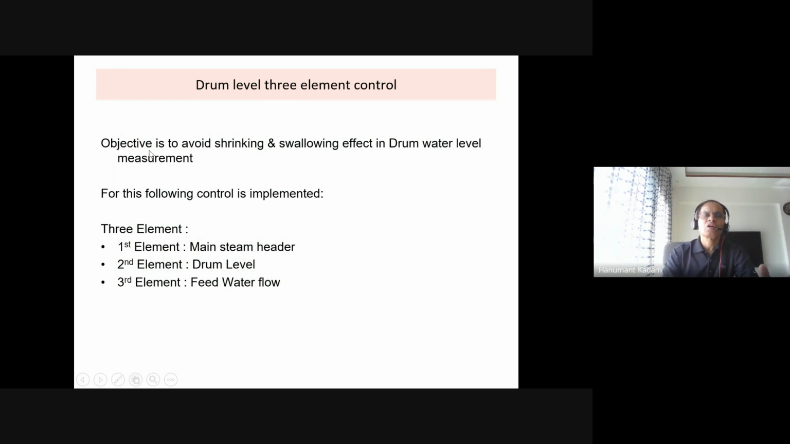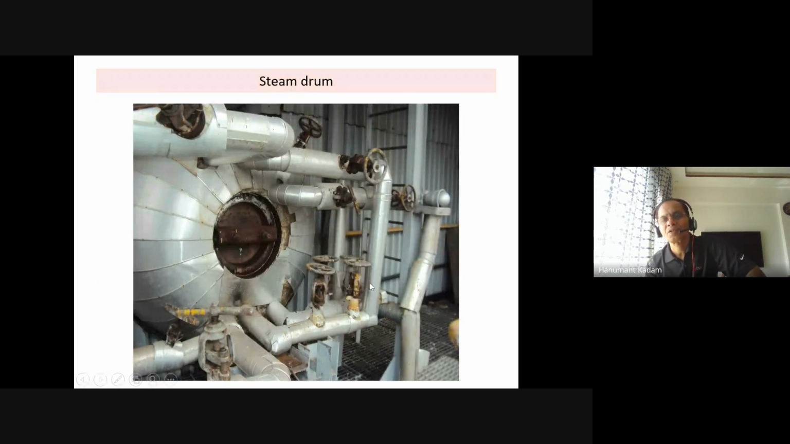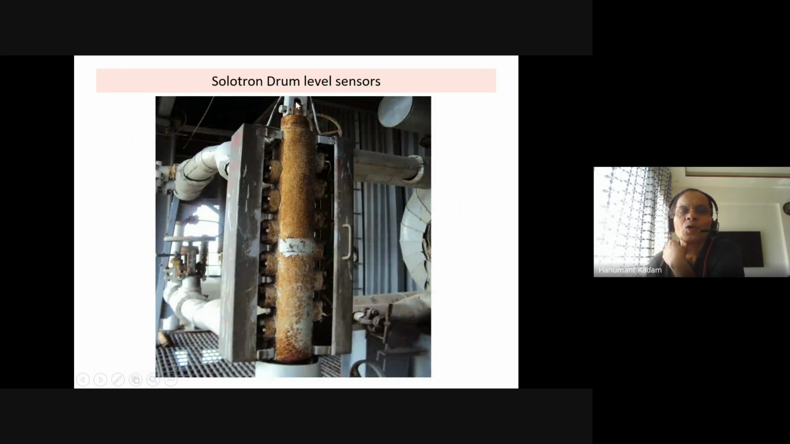So why drum level control? The objective is to avoid the shrinking and swelling effect in the drum level. And this is three element control. I also mentioned two out of three logic, because level control is very important. Here you can see the solotron used. So this is the steam drum. This is the solotron drum level sensor, conductive type, and this input is indicated in the control room.